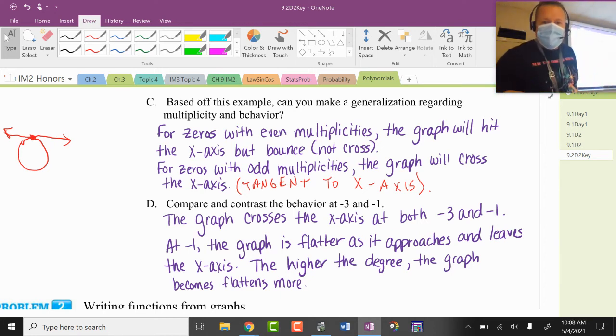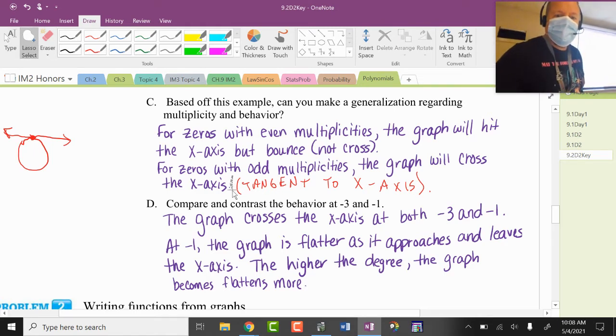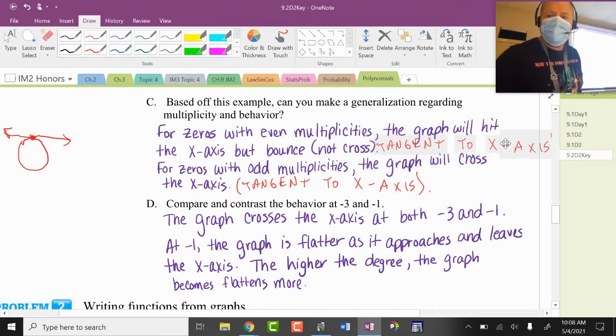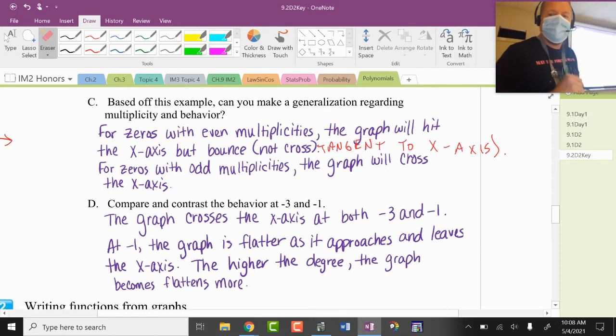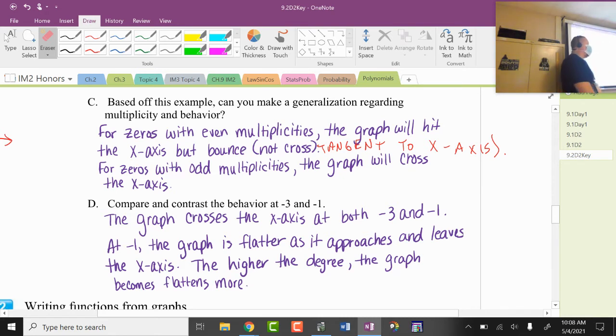Actually, I had that in the wrong spot. This belongs with the first statement: tangent to the x-axis. Oh, I did miss that one little thing there. Oh, well. So bouncing off the x-axis can be said to be tangent to the x-axis. Good math word, right? And then the graph, compare and contrast -3 and -1.